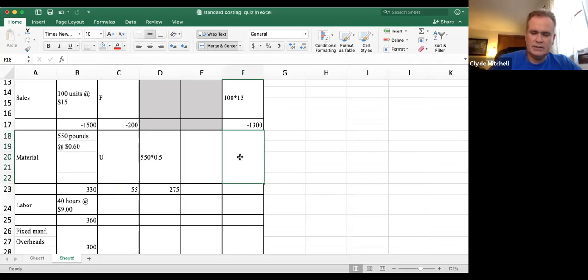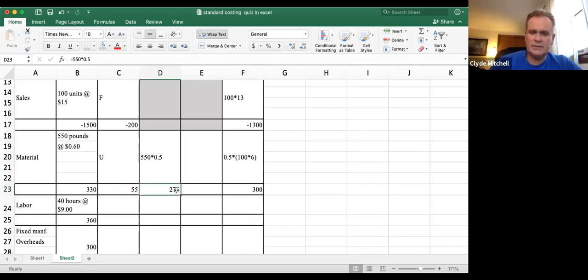Finally, we need to look at the standard. So the standard's going to be based on the standard price of 50 cents multiplied by standard quantity. And standard quantity is actual units multiplied by standard input. And standard input was 6 pounds a unit. So that's 50 cents times 600, which is going to give us 300.